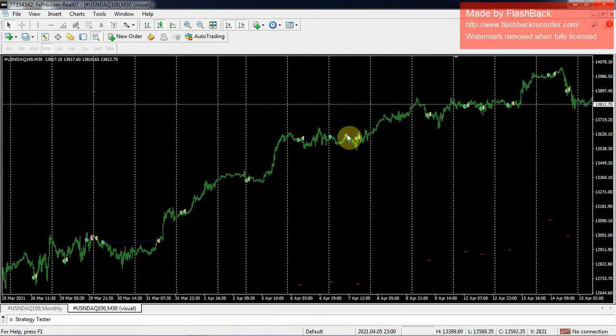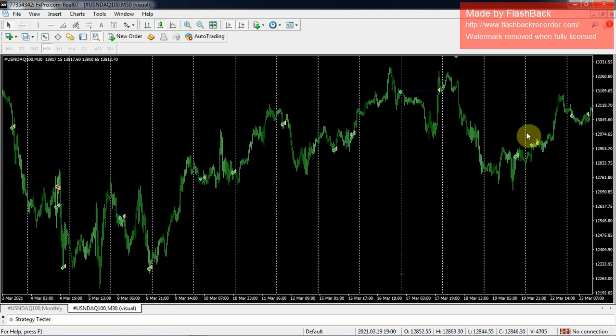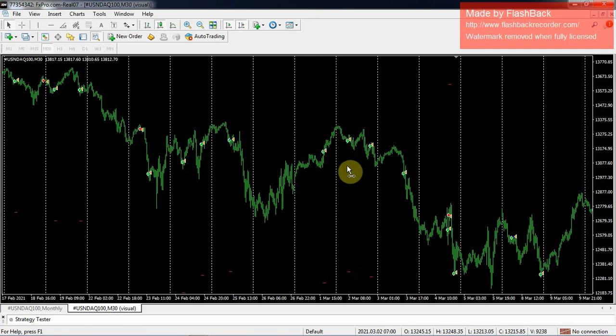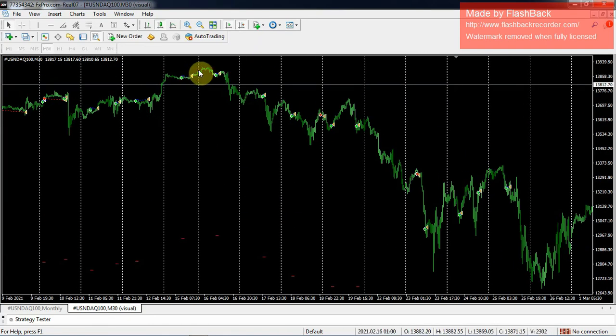Okay, that's an uptrend there. I'm scrolling backwards so that I can show you that on some days it will take many days for take profit to get hit.